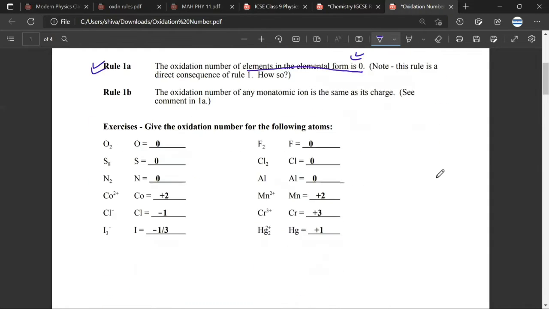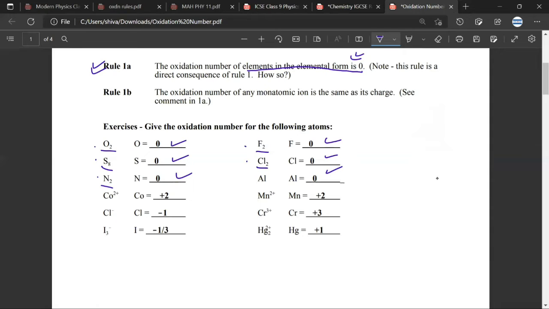So for example, now when you look at the examples, I think it will start making sense. If you look at oxygen, fluorine, chlorine, sulfur, nitrogen, it is not combined to anyone else. That is why the oxidation numbers are 0. Is it making sense? Yes, sir.